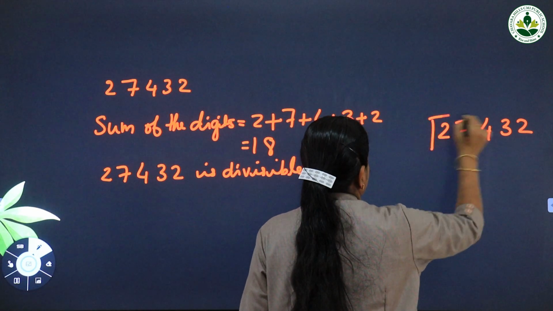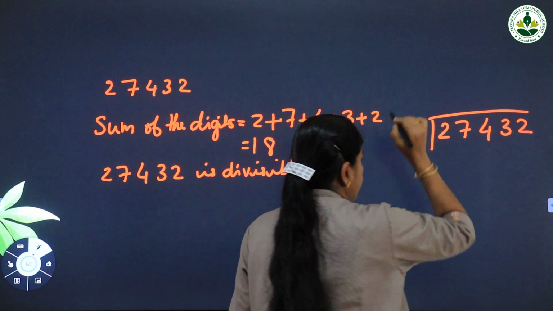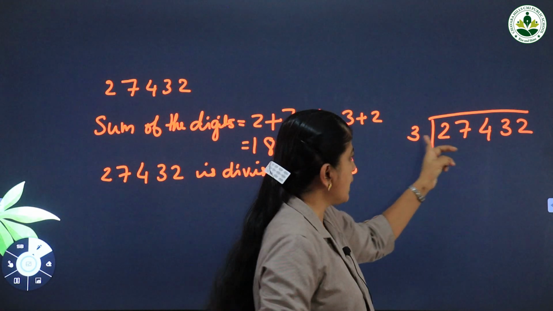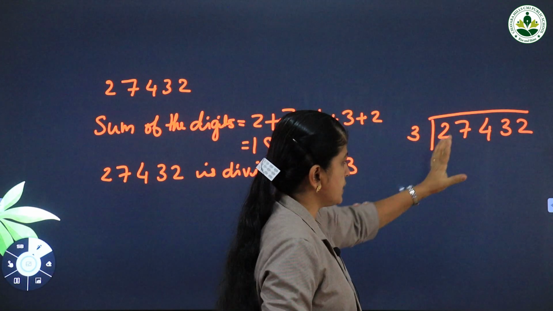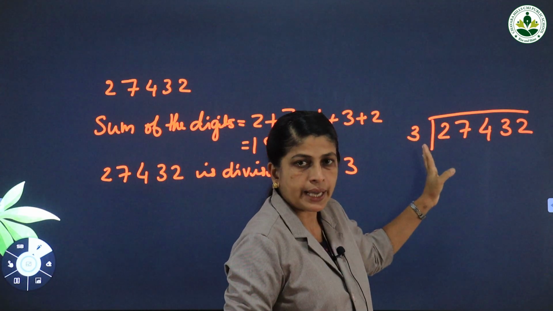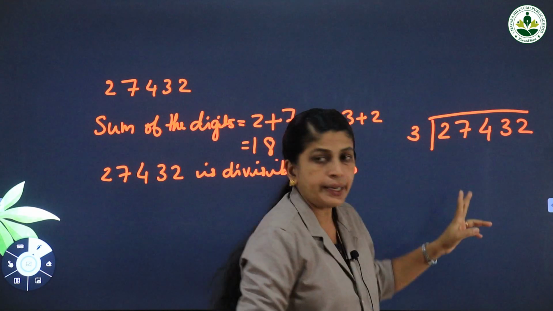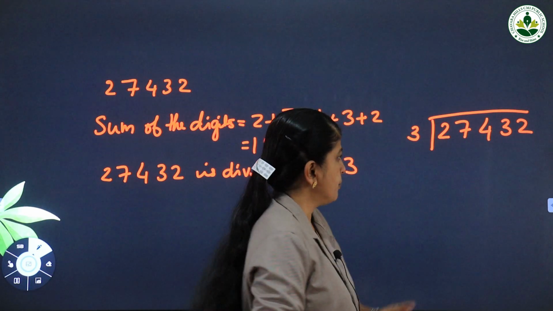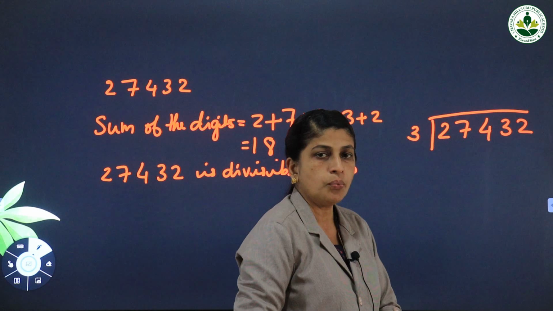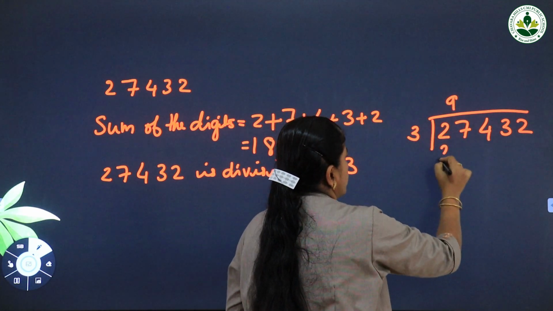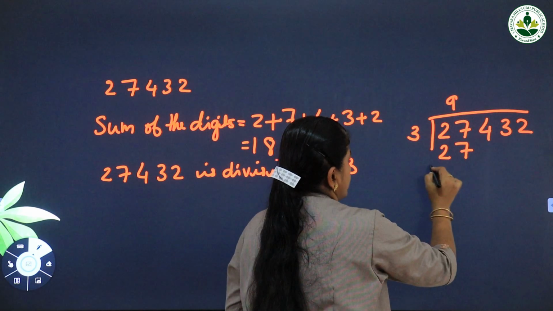27,432 is the number. We can divide it by 3. 2 is smaller than the divisor. The first digit in the number is smaller than 3, therefore take the second digit also and make it a 2-digit number. Then in 27, how many 3's are there? 3 9's are 27.